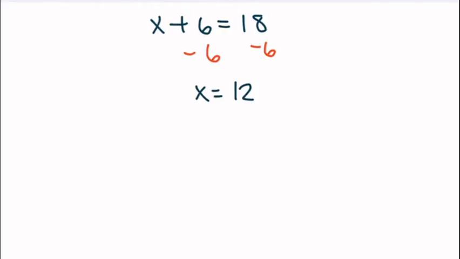Let's try another one. x plus 6 is equal to 18. We need to isolate the x, so we subtract 6 from both sides. And that's x equals 12. And if you want to double check, you just plug the x back into the original equation. So 12 plus 6 equals 18, and 18 is equal to 18.